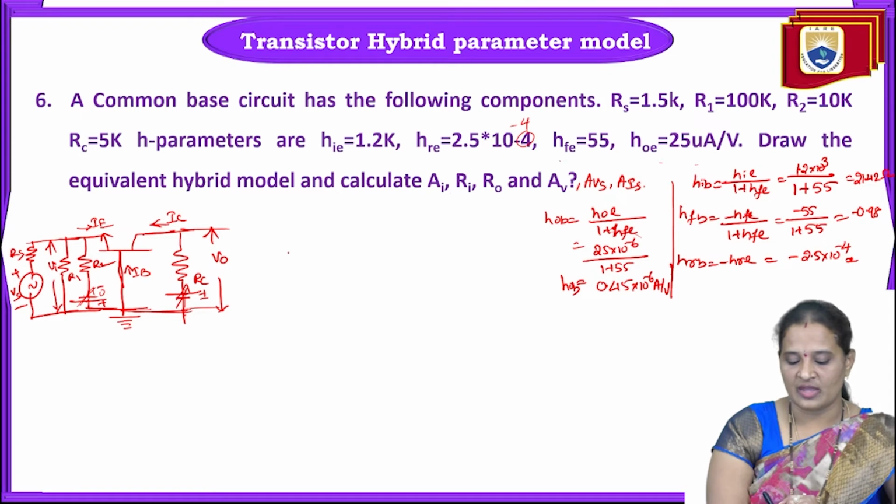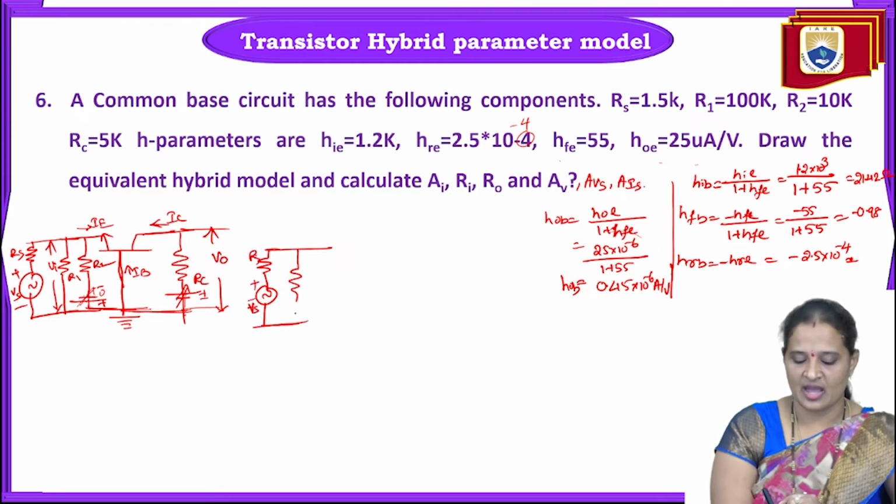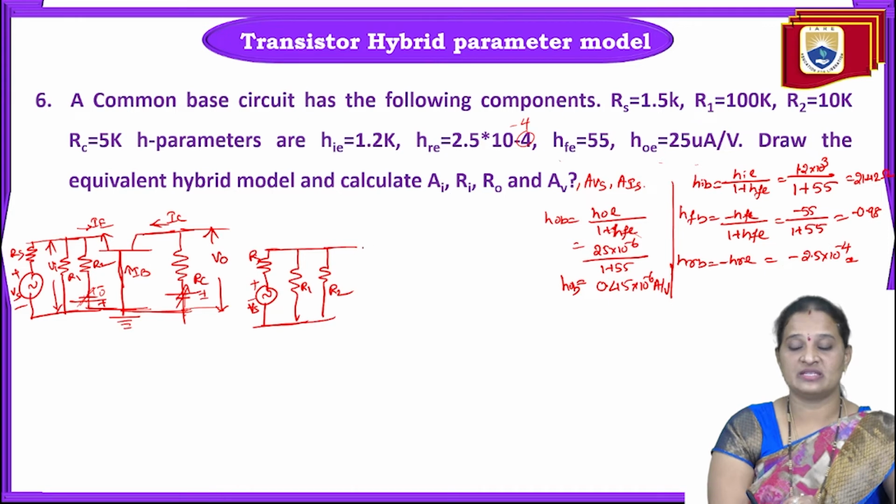Now the equivalent circuit of this: we do have RS and we do have Vs here. This is Vs, plus minus, and this is RS, and R1 and R2 are connected in parallel here, R1 and R2. And now I'm replacing the transistor.